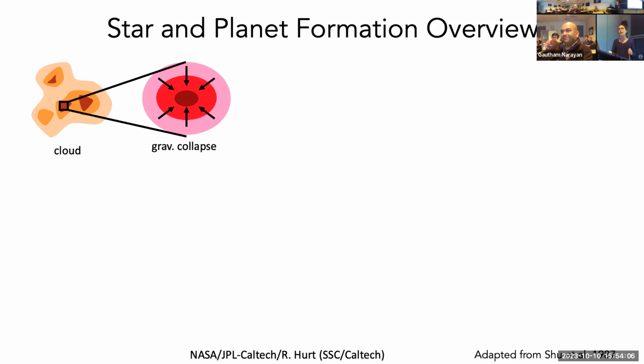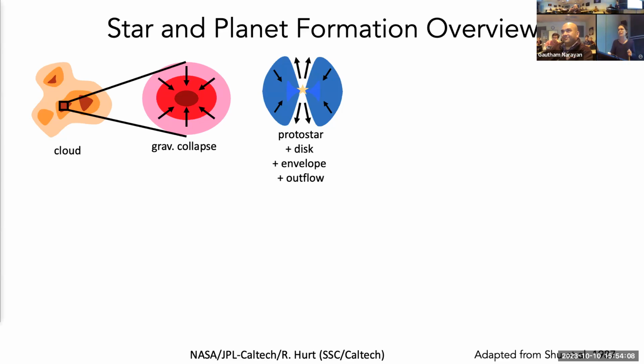The dense parts of those clouds collapse under the influence of gravity. You get this extremely confusing stage where you have a protostar, maybe there's a pseudo disk, maybe there's an envelope that's falling onto the disk, maybe there are outflows. I'm glad I don't study this stage. And then it all settles down into what we would call a protoplanetary disk, a main sequence star surrounded by a Keplerian disk of gas and dust.